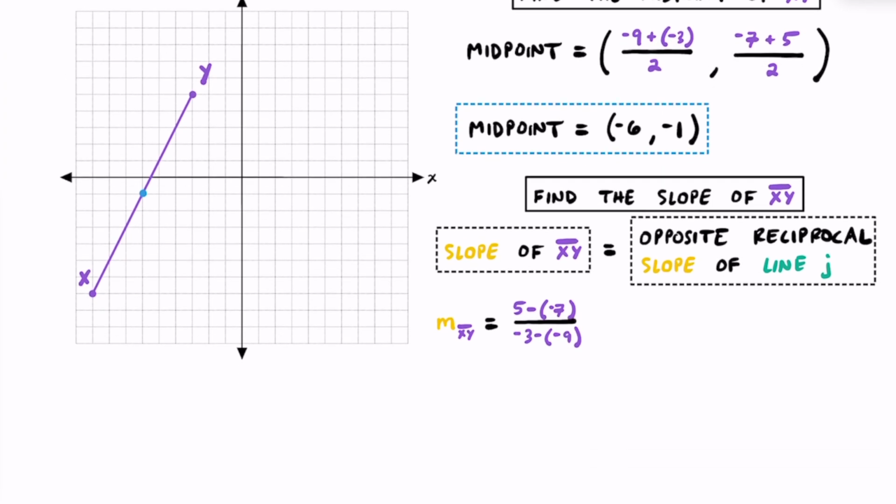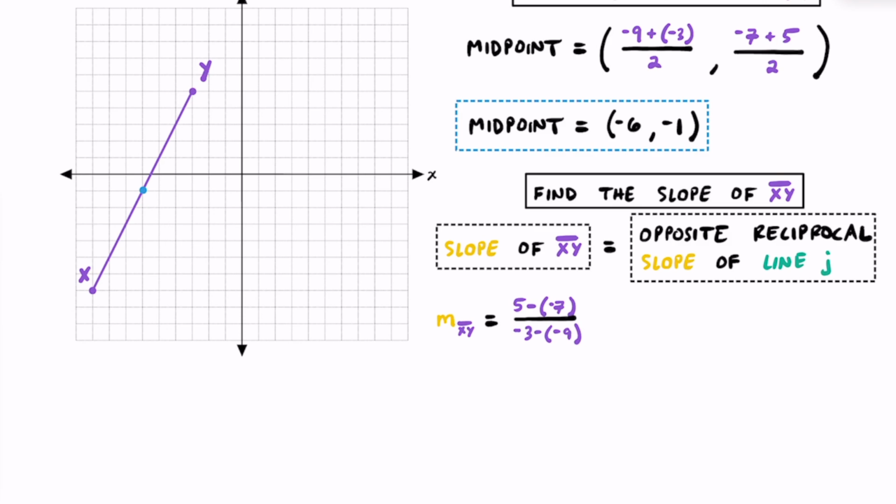So if we go ahead and write that in, we're going to have 5 minus -7 over this -3 minus this -9. If we go ahead and simplify this a bit, we have this 5 plus the 7 on top, so that's really going to be a 12. And then on the bottom we have this -3 plus 9, that's really just going to be 6. So 12 over 6 just simplifies down to being a slope of 2.